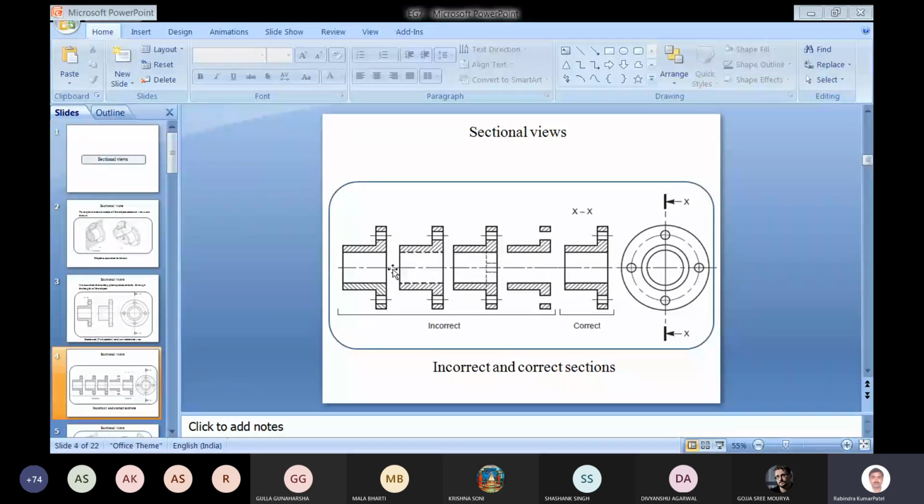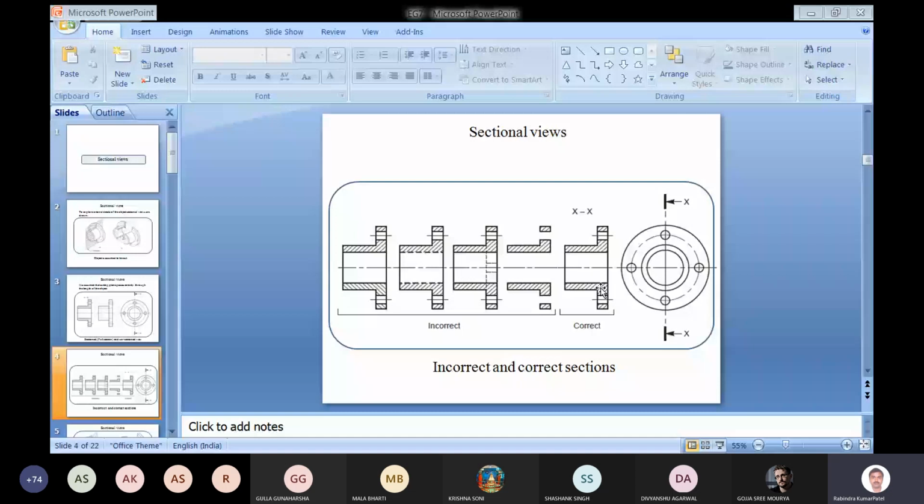In this first one it seems similar to the correct one, but there is a mistake: the inclined lines shown here and the inclined lines shown here are not having the same direction. So that is one mistake in this particular figure. Inclined lines of the complete figure should have the same direction, like here in this case, where inclined lines have the same direction. Because of this, it is incorrect.